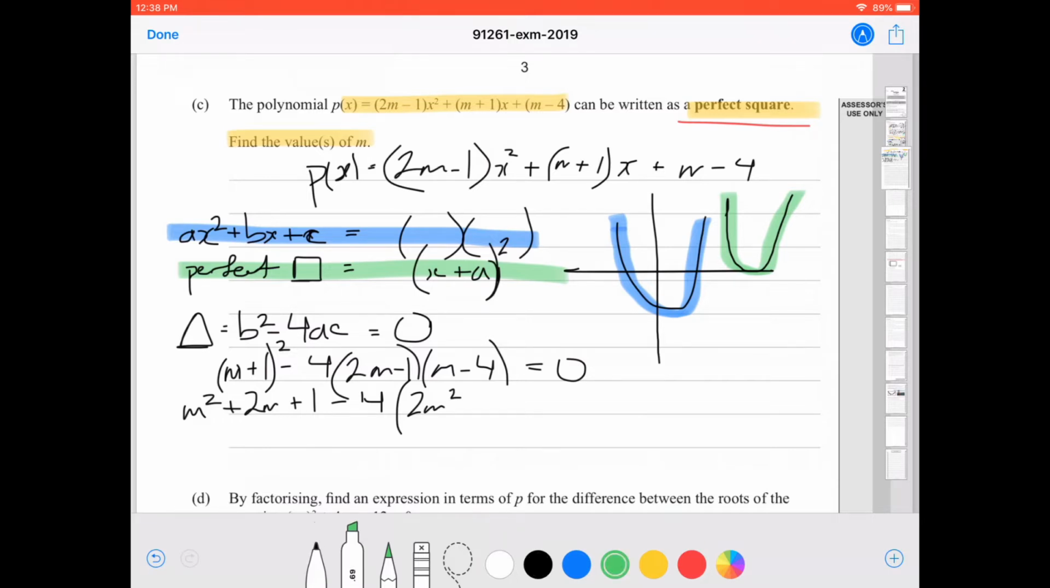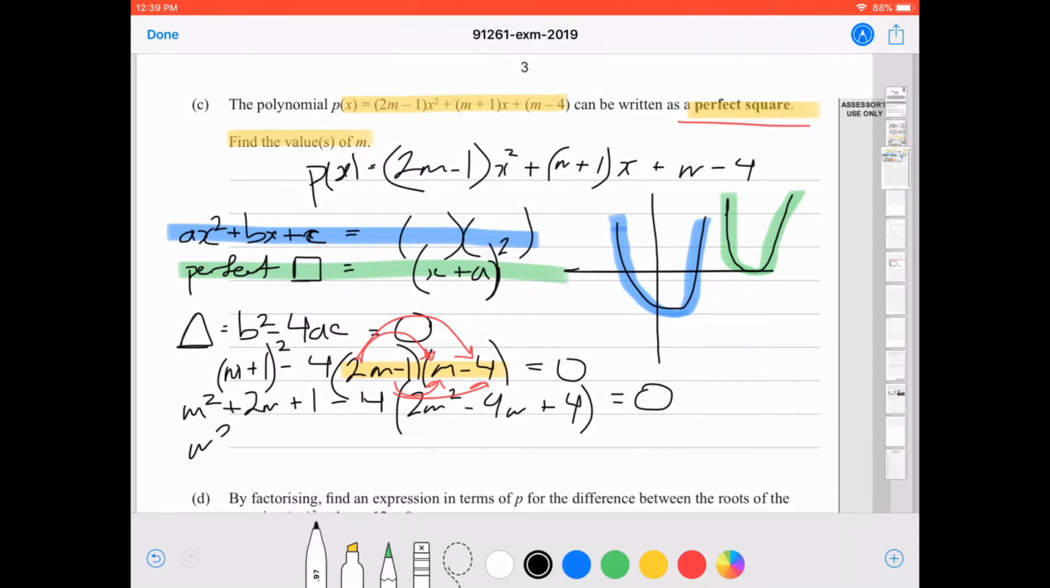So I'm working on these sets of brackets here. When I'm talking about expanding brackets, it's using the FOIL method, so multiplying first, outer, inner, and last. So we've got 2m squared, negative 8m minus 1m is going to be negative 9m, and positive 4. And this equals 0. We've still got to multiply through by 4 here.